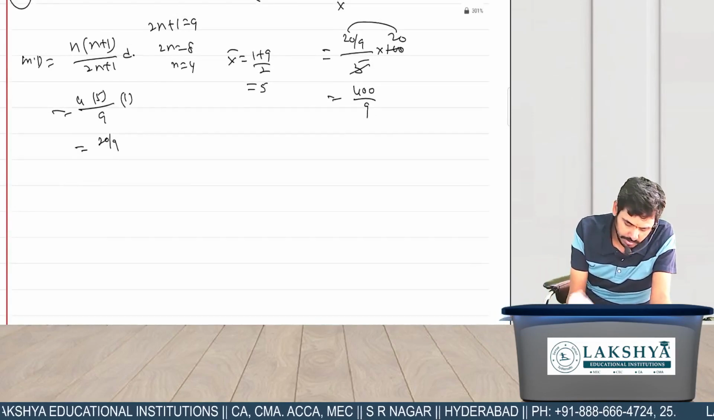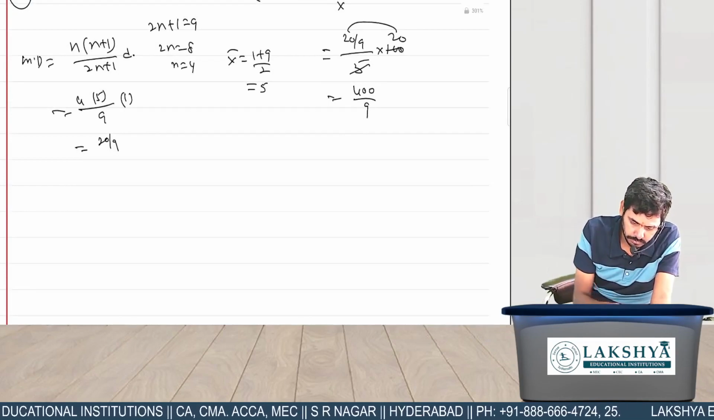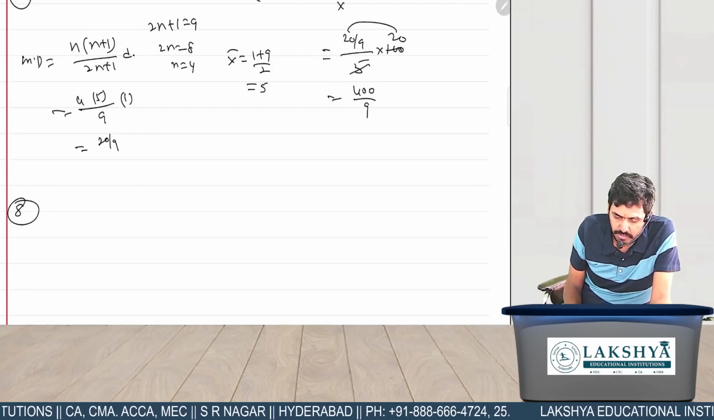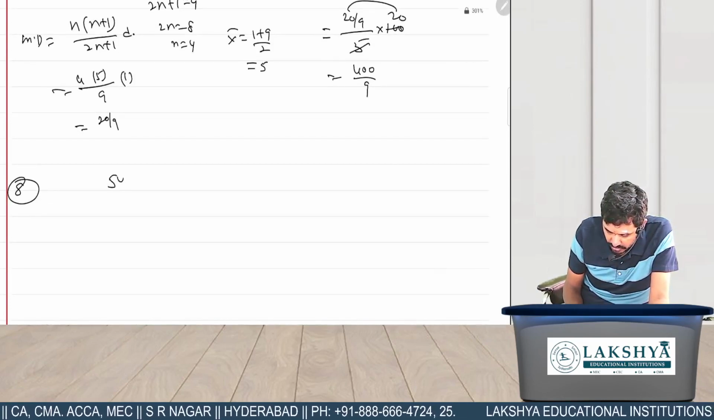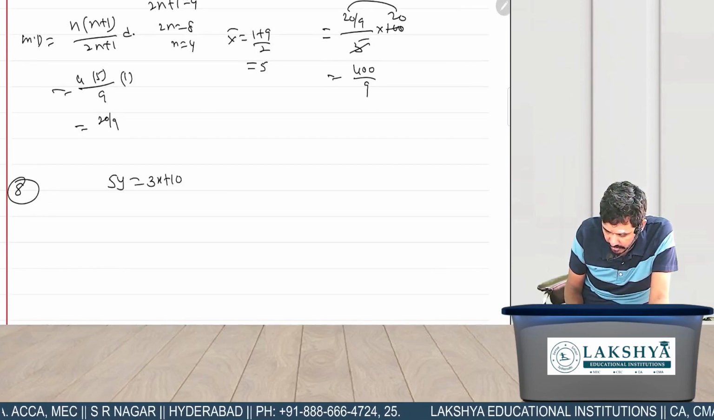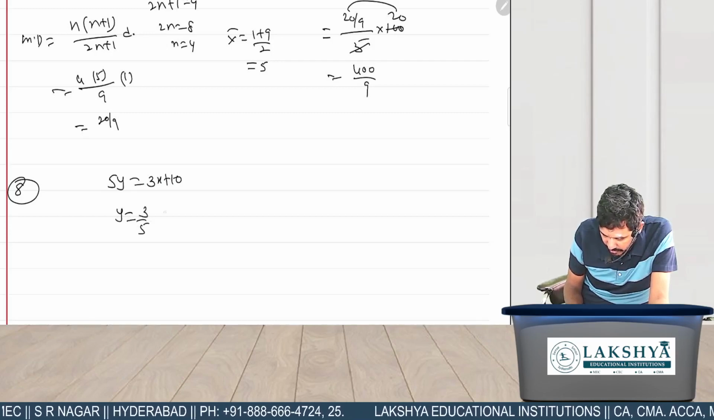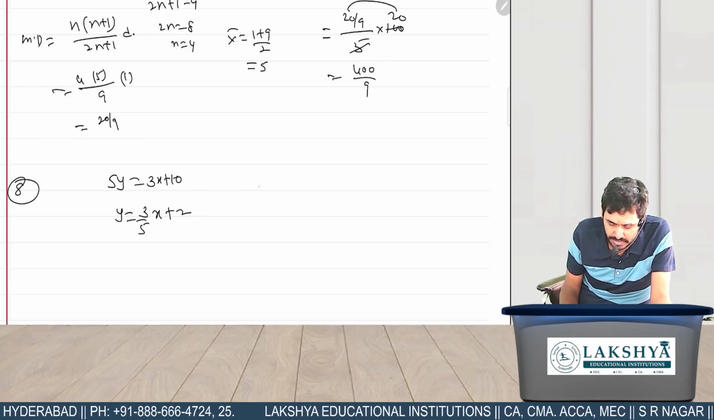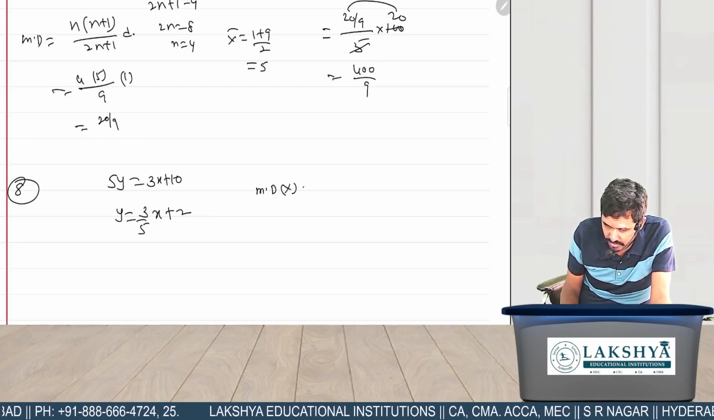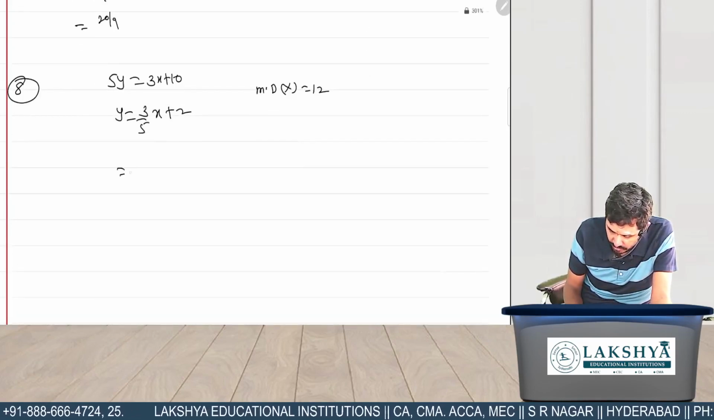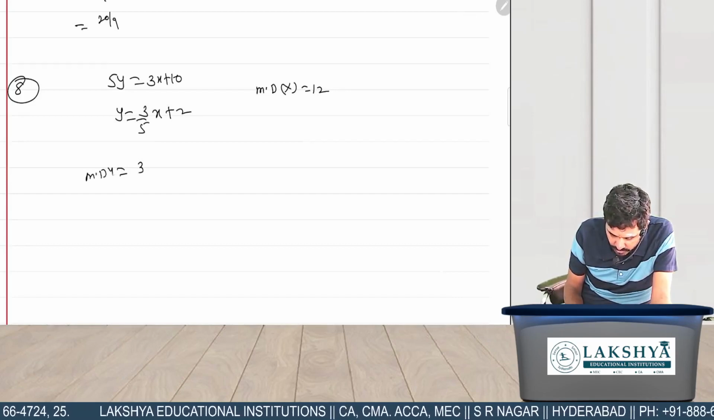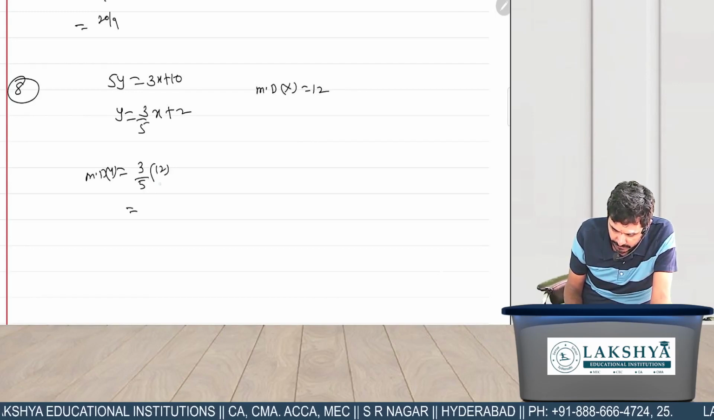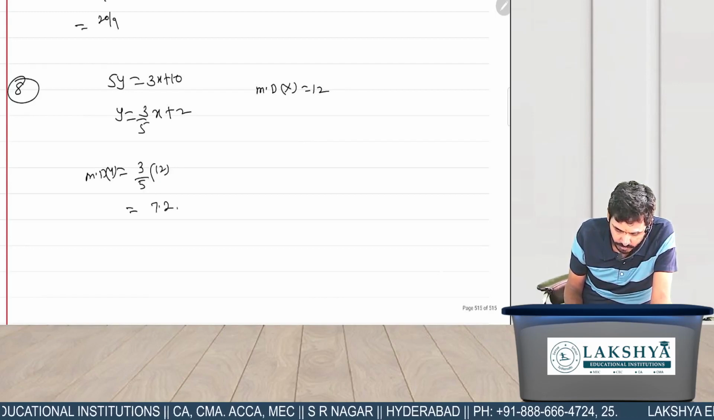Next, problem number 8. The relation between x and y is 5y minus 3x is equal to 10, that is 5y is equal to 3x plus 10. y is equal to 3 by 5 into x plus 2. Mean deviation about mean of x is 12. What is the mean deviation of y? Therefore, mean deviation of y is equal to 3 by 5 into 12. How much does it come to? 7.2.